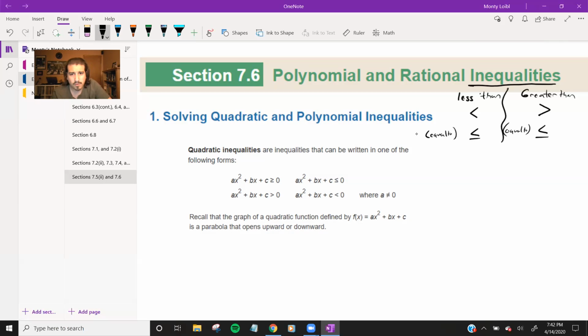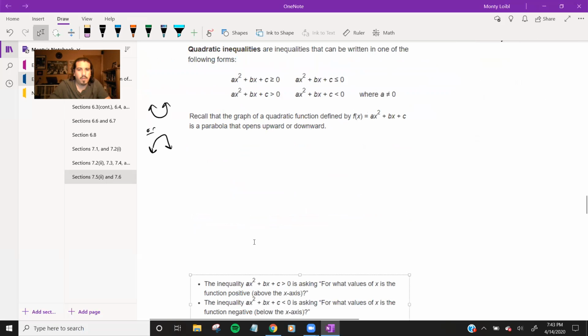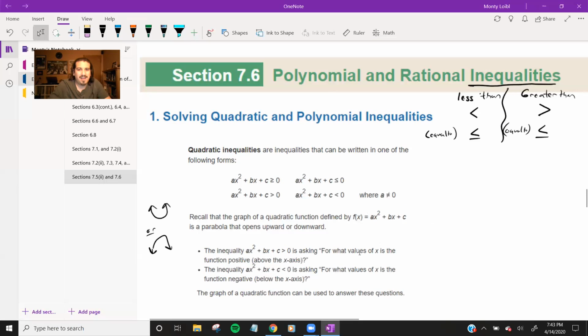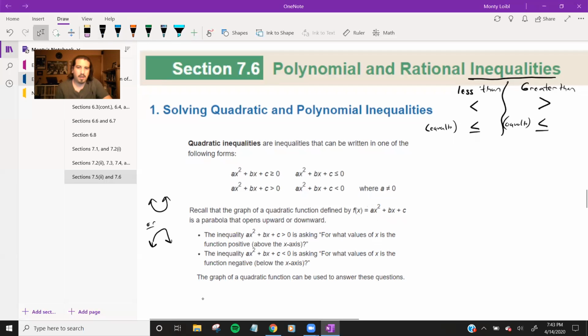Okay, so the graph of a quadratic function, which is given by this, so now we're changing to a function, which is an equation with an equal sign, is a parabola, which means we're either opening up or opening down. So for the inequality, if we're looking at this being greater than 0, then the values of x that make it true are above the x-axis. And when it's less than 0, it means it's below, or negative. So you can answer these questions by looking at it graphically.